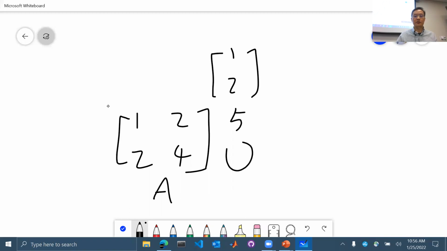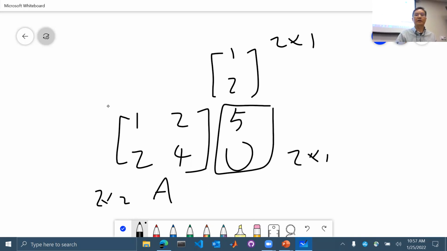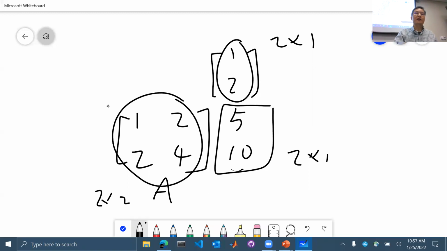Can anyone tell me what this number should be? In this case, it's a 2 by 2 matrix and a 2 by 1 vector. So at the end, you should have a 2 by 1. So this value should be 10, right? If you think of this as a point in the space, and this operation is an operator that gives the transformation for the data and makes a new data point after multiplying by A, the new data point is 5, 10.